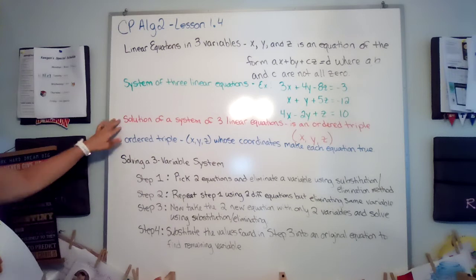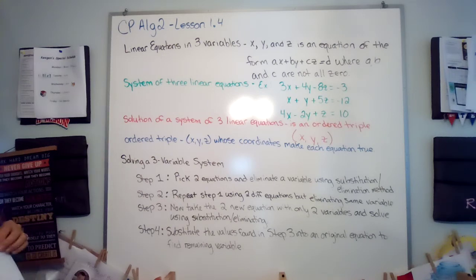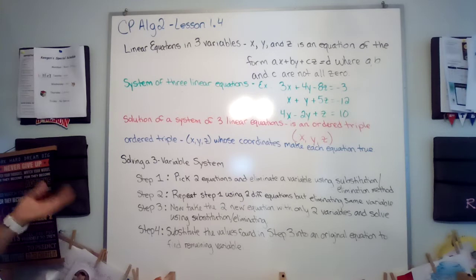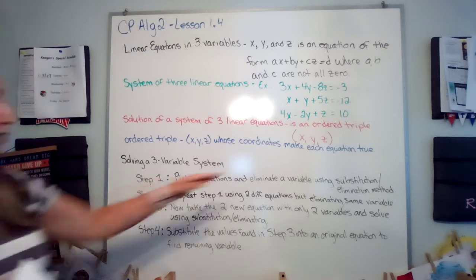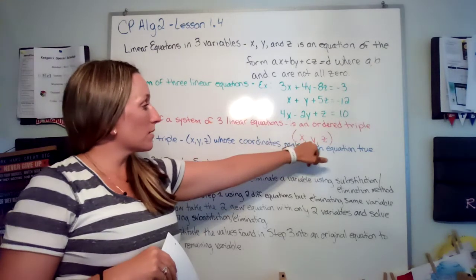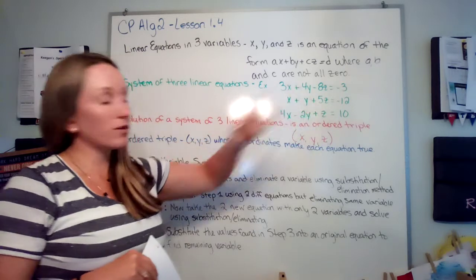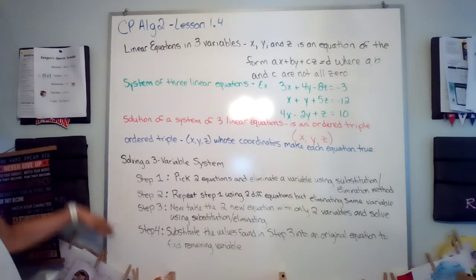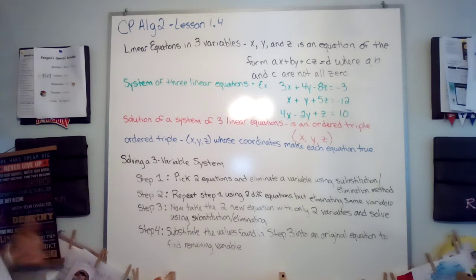Okay. Solution of a system of 3 linear equations is an ordered triple, and we put them in alphabetical order, x, y, z, whose coordinates make each equation true. So when we get our solution x, y, z, that means we can plug each of those back into all 3 equations, and it will satisfy each of the equations. Now our steps, it's going to sound a little confusing until we work through a problem, and then if you came back and read the steps, I think they'll make more sense.